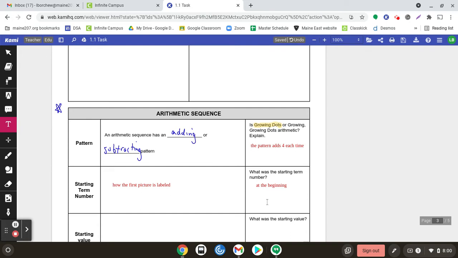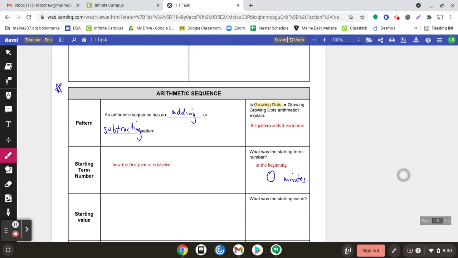However, it says the starting term number. So the number at the beginning is the number 0. And we do have labels in this case. They were identified as minutes at the beginning, then 1 minute, then 2 minutes. So I'm going to go ahead and label the starting term number as minutes.